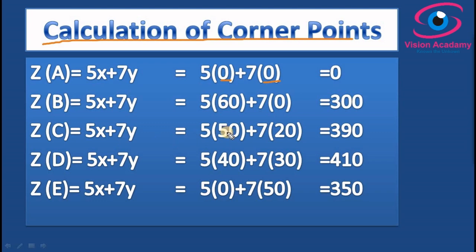In corner C, x is 50, y is 20. 5 into 50 is 250, 7 into 20 is 140, which means 390. In corner D, x is 40, y is 30. 5 into 40 is 200, 7 into 30 is 210. So 200 plus 210 is 410. In corner E, x is 0, y is 50. So 7 into 50 is 350.